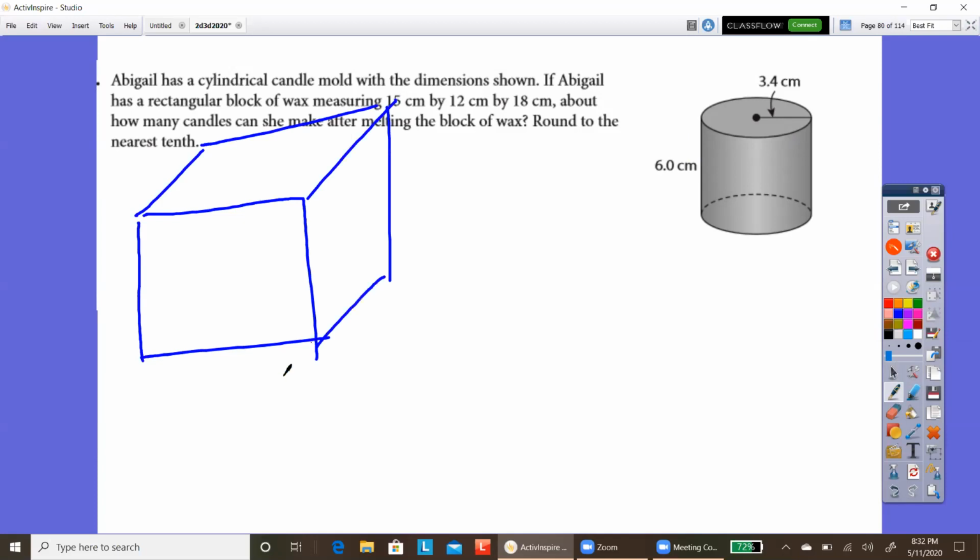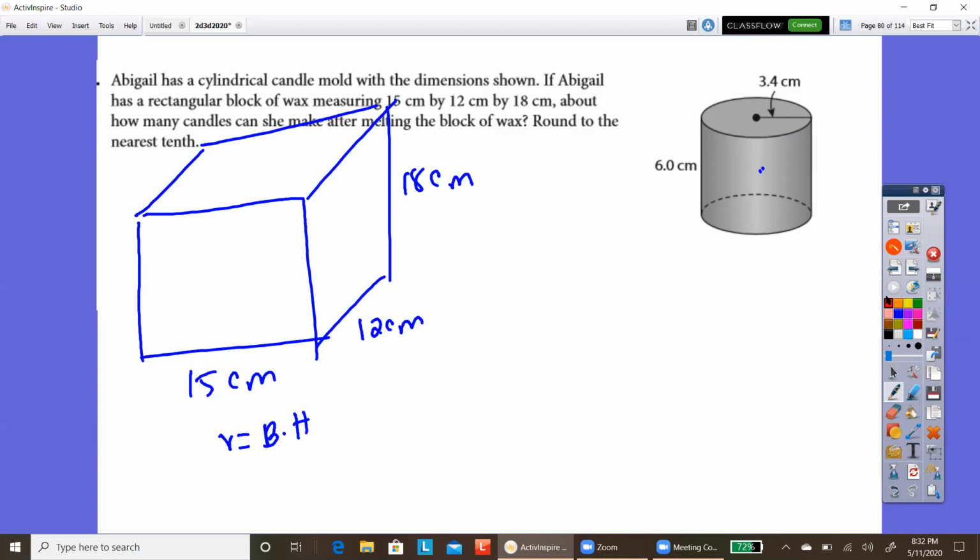Okay, so let's go ahead and find, not drawn to scale, just a sketch to organize my thoughts. So it's 15 centimeters by 12 centimeters by 18 centimeters. We basically want to know how many of these fit inside the block. So let's find the volume of the block first.